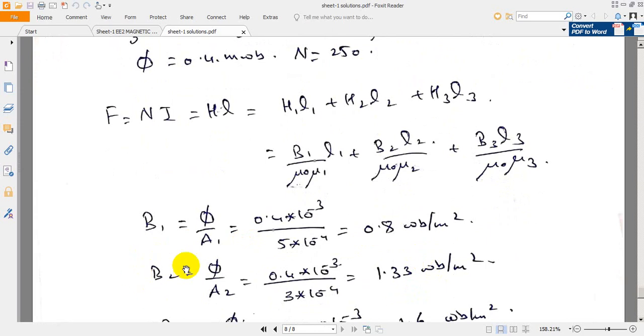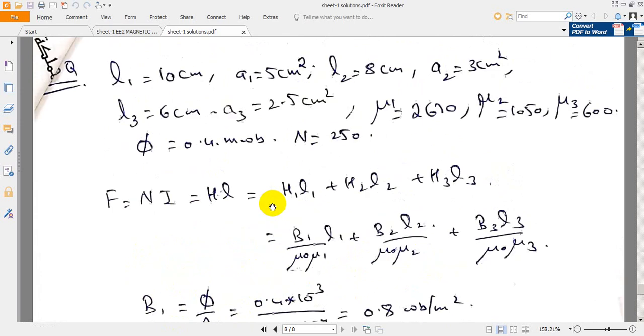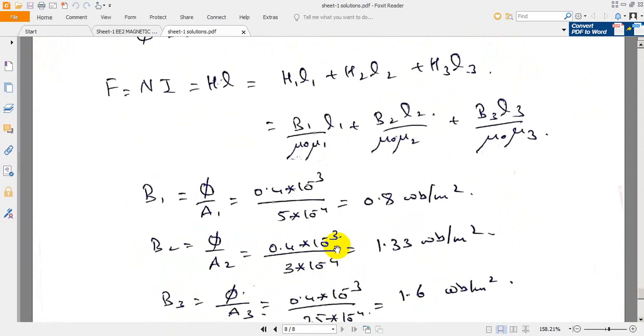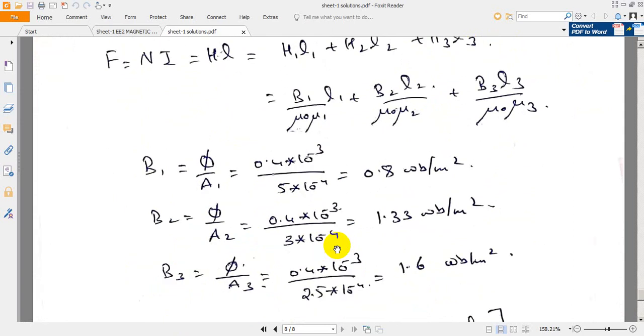Next is the flux density of the area 2. Flux per area 2. Flux is common, and the cross sectional area of area 2 is 3 centimeters square. Substitute 3 into 10 to the power of minus 4. You will get it as 1.33 Weber per meter square.